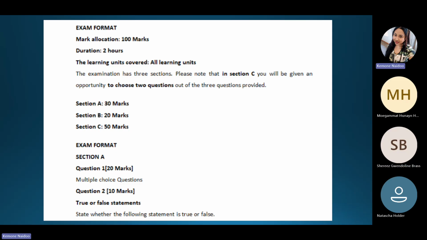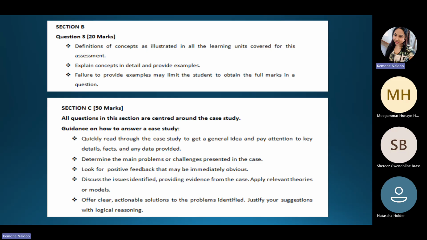You have 3 sections. You have 4 questions, I think. Question 1 is multiple choice. Question 2 is true and false. Question 3, you're looking at any definitions or concepts that you need to explain. Whenever they ask you for a definition or to explain a concept, they will ask you to provide examples. This is where your application comes in, and you need to provide some kind of example as to what you mean.